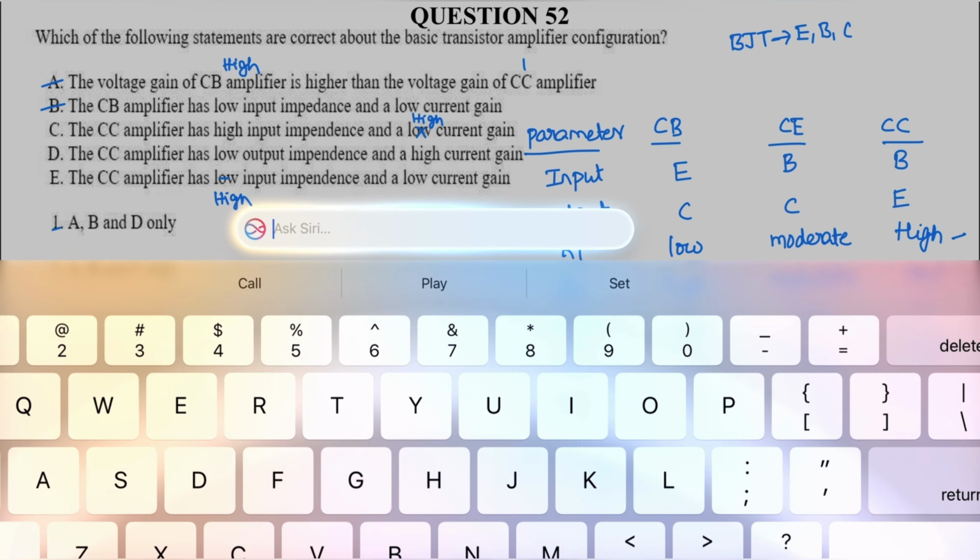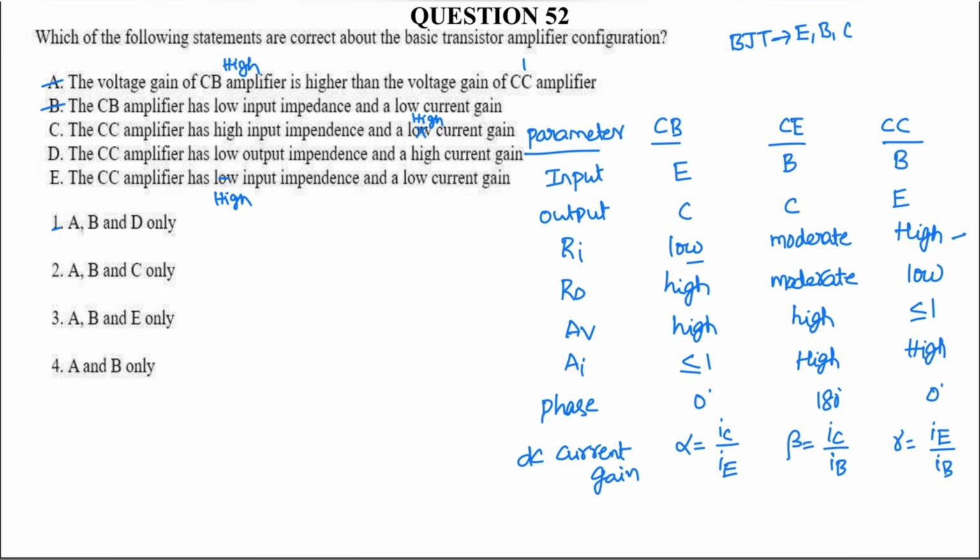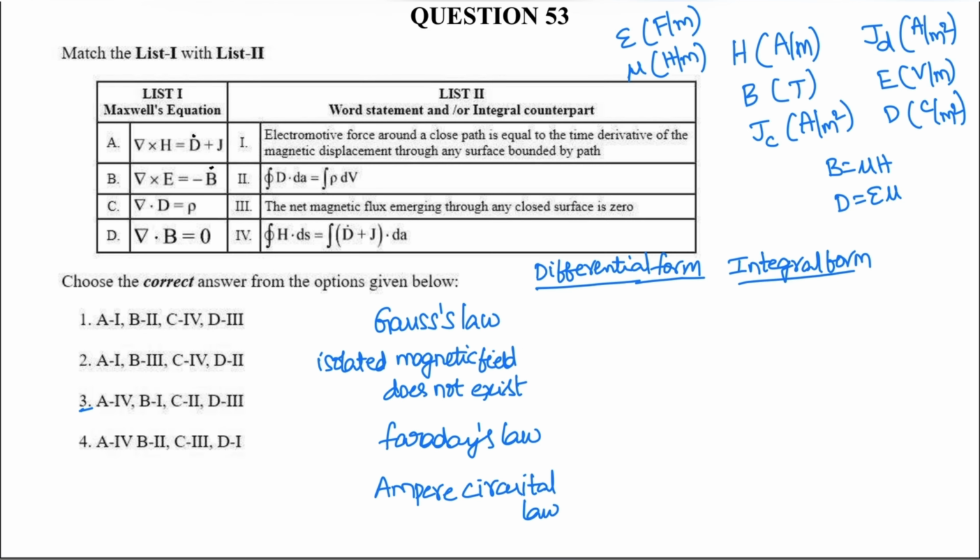So the correct option is A. Statement A is correct, B is correct, and statement D is correct. Next question.